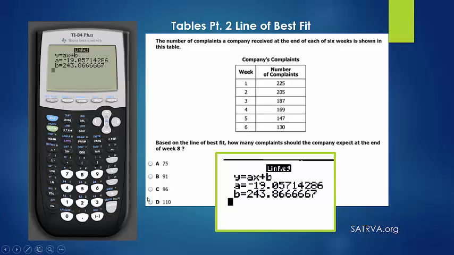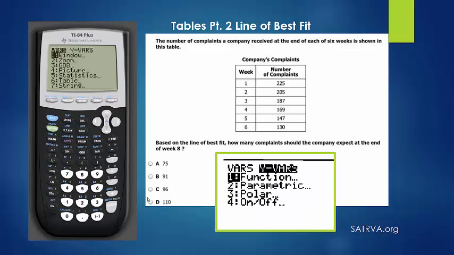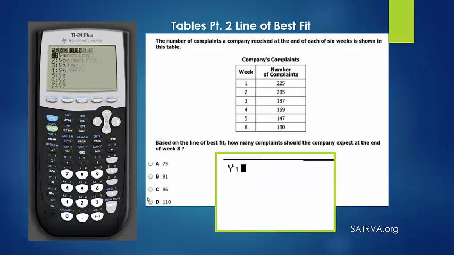Alright, so now we've stored our regression equation in, so we're going to want to go back to our home screen. You can do that by pressing on and then on and off. And what you're going to do is you're going to get that Y1 just like we got before, put parentheses and put the number that you want. And in this case we want 8, and we get back 91. So that's how many complaints they should expect at week 8, where we plugged in the 8.